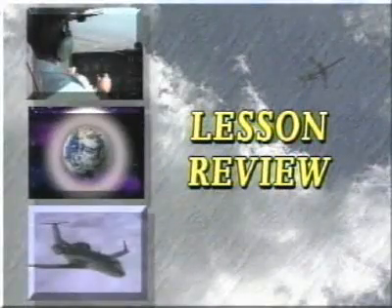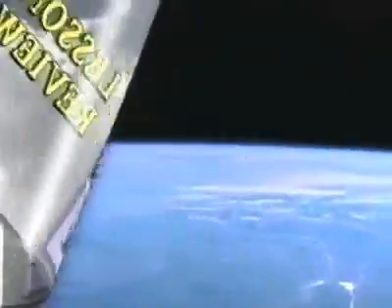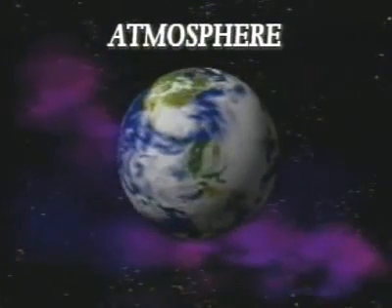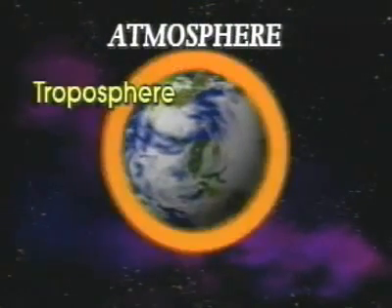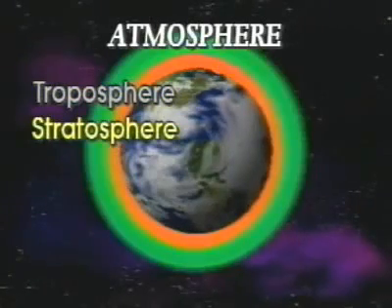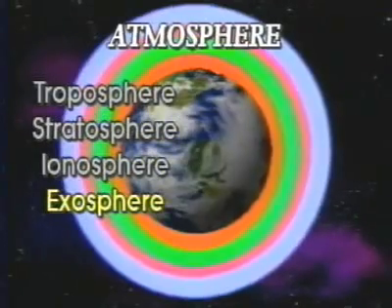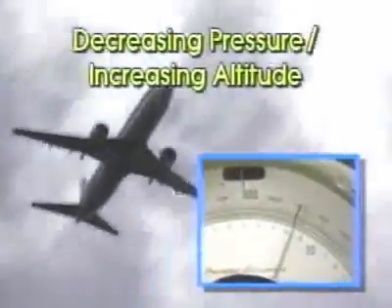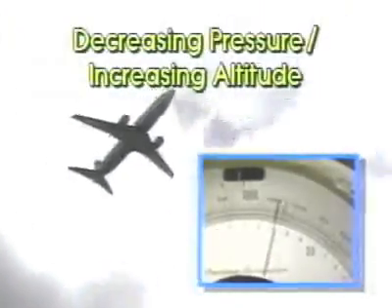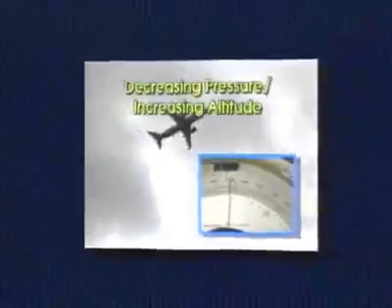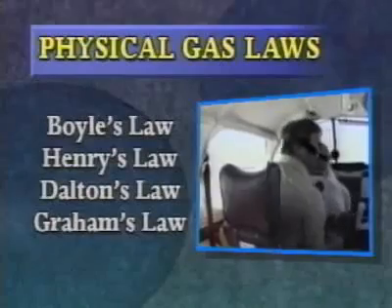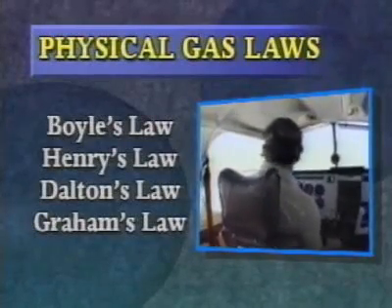We will wrap up this lesson with a short review. The atmosphere is a gaseous envelope that supports and protects all life on Earth. The atmosphere has four distinct divisions: troposphere, stratosphere, ionosphere, and exosphere. The atmosphere has decreasing pressure with increasing altitude. All gases act in accordance with the physical gas laws.